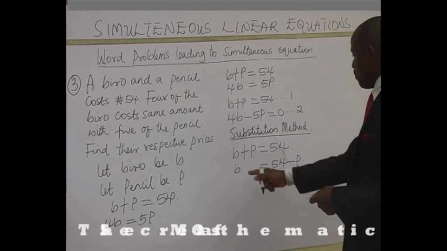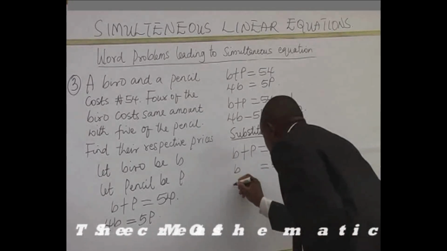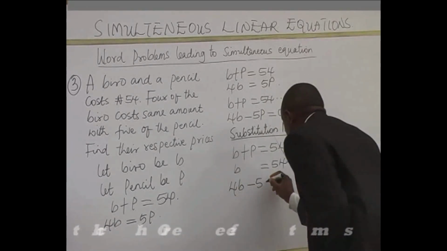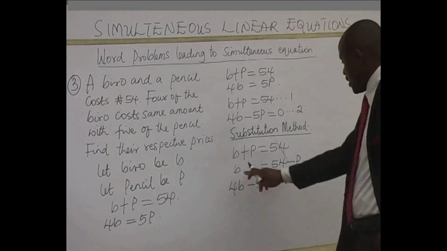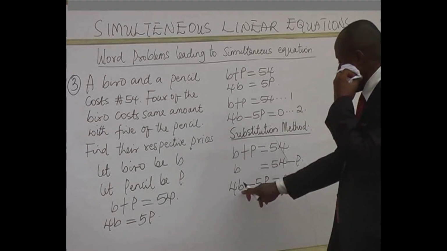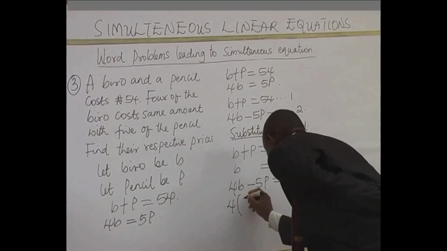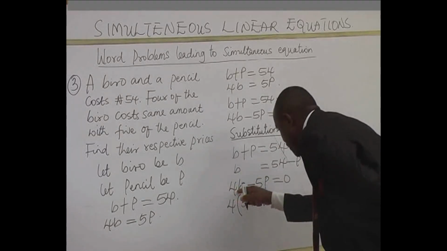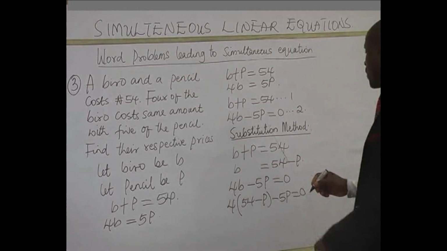Now you are going to substitute b is equal to 54 minus p in equation 2. Equation 2 is 4b minus 5p is equal to 0. But you have discovered that b is 54 minus p. So use 54 minus p to replace b wherever you see b. So you are going to have 4 into 54 minus p instead of 4b. Then minus 5p is equal to 0.